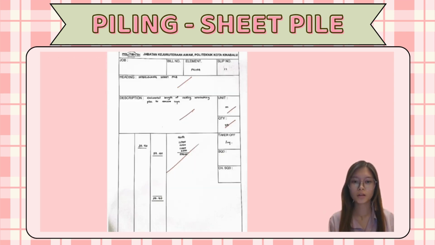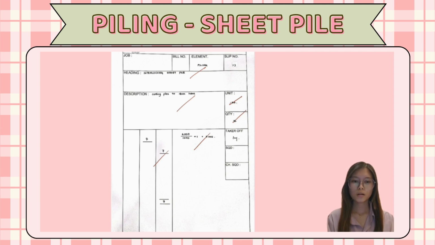Horizontal length of cutting interlocking piles to remove tops, the unit is meter. To get the girth, 12.7 plus 6 plus 12.7 plus 6 again. So I can get the answer, 37.4 meter. So the quantity is 37. Cutting piles to form holes, the unit is number. The formula is 6,000 over 1,000 plus 1 equals 7 nos. So the quantity is 7.